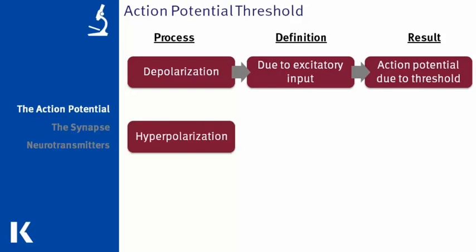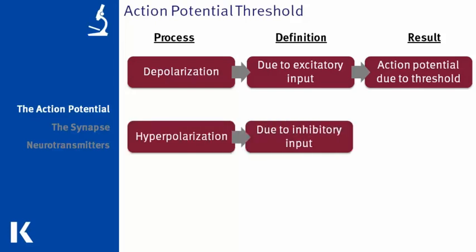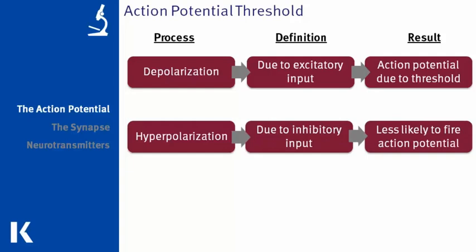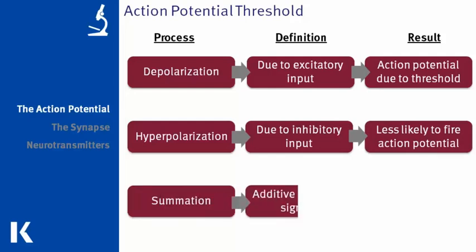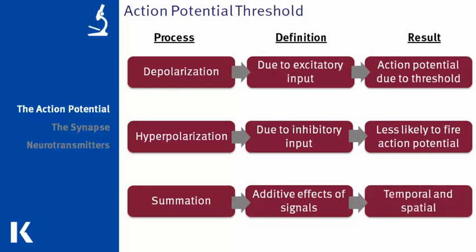Hyperpolarization of a neuron can occur due to inhibitory input. Since our cell has such a negative membrane potential, it's going to take a lot of stimulus to get our membrane up to that threshold value, so action potentials are far less likely. Lastly, we have summation. Summation occurs when we have multiple stimuli coming into a single cell. These stimuli add together to hopefully get our receiving neuron to an action potential. There are two types of summation, spatial summation and temporal summation. Spatial summation occurs when multiple neurons are synapsing onto one receiving neuron.